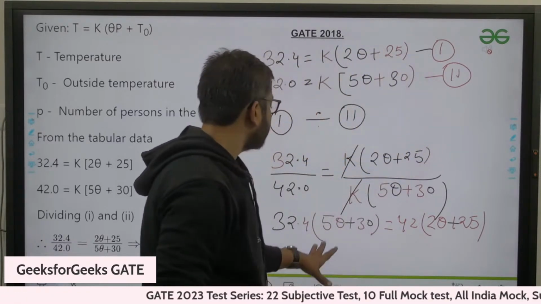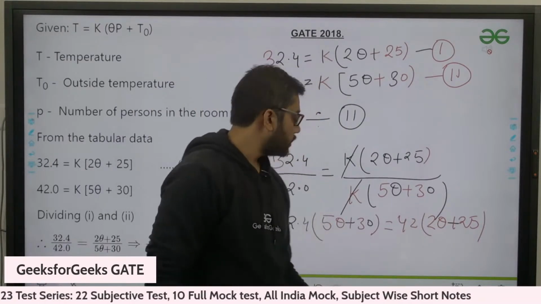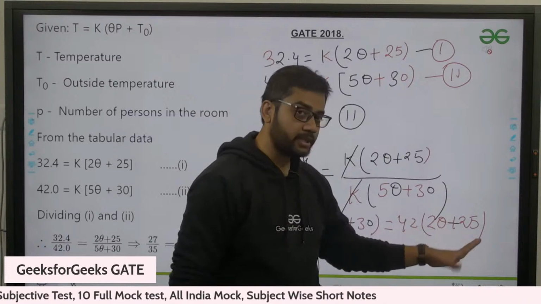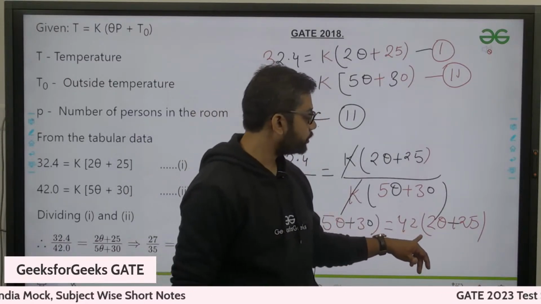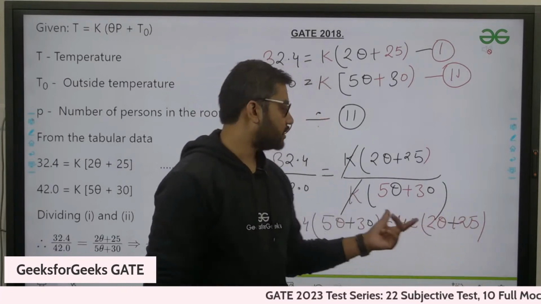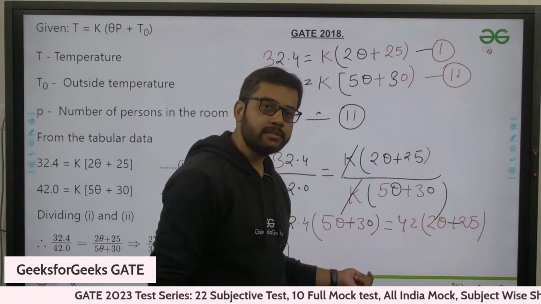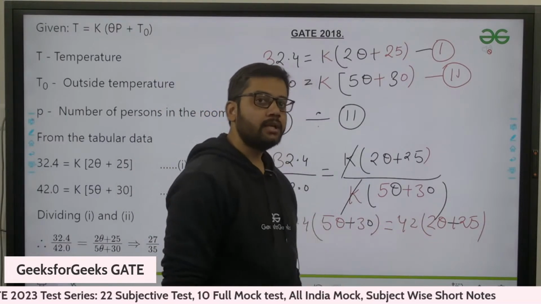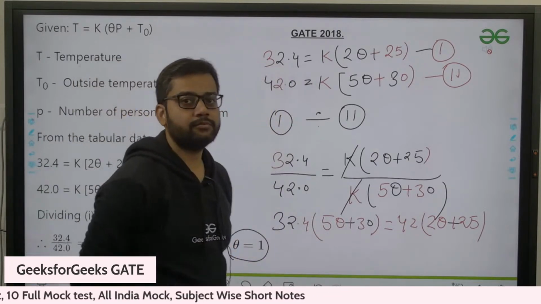Good. So from here onwards, can you solve for the value of theta? 32.4 times 5 theta plus 30 is equal to 42 times 2 theta plus 25. This is the basic equation with one variable. Just cross multiply, separate the variable, and find the value for theta. This will give you the answer. Theta is equal to 1.